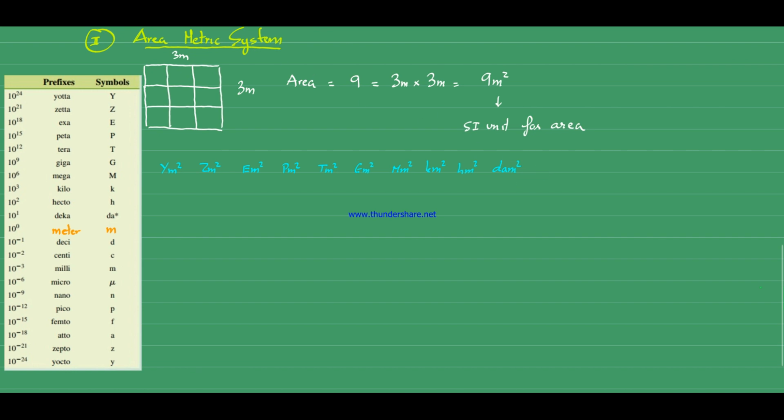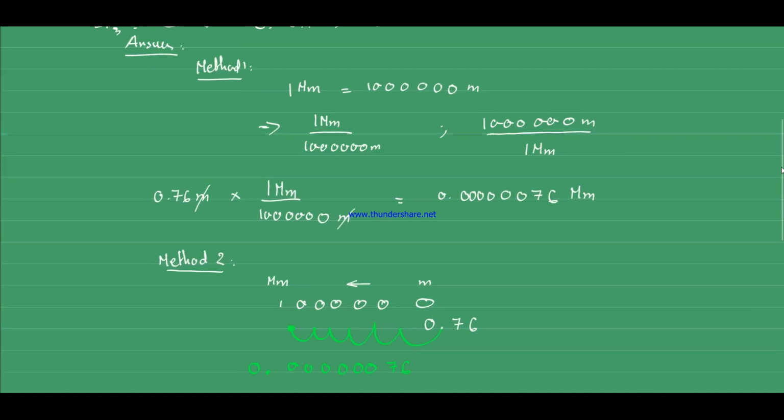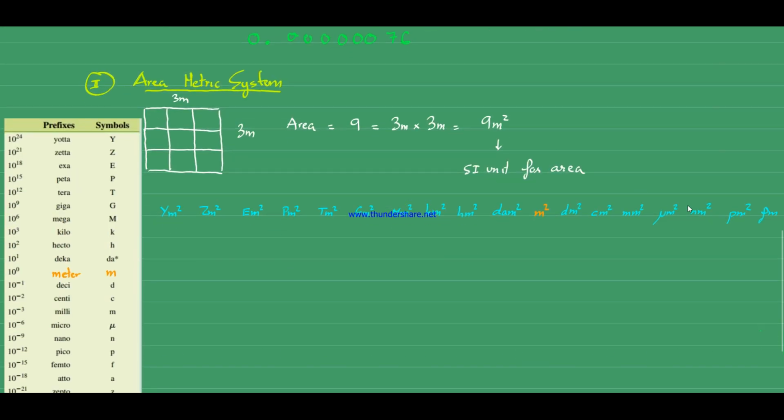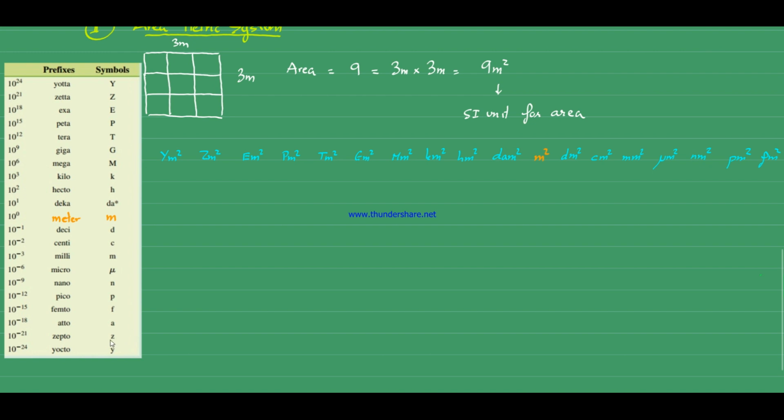So we have meter square. Then we have decimeter square, centimeter square, millimeter square, and then we go all the way down to micrometer square, nanometer square, picometer square, and femtometer square. I don't have enough space here, so I'm gonna just stop at femto, but we also have attometer square, zeptometer square, and yoctometer square.